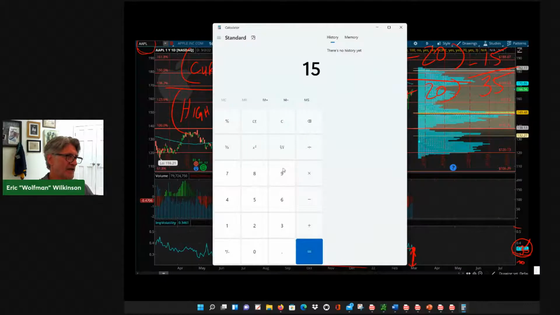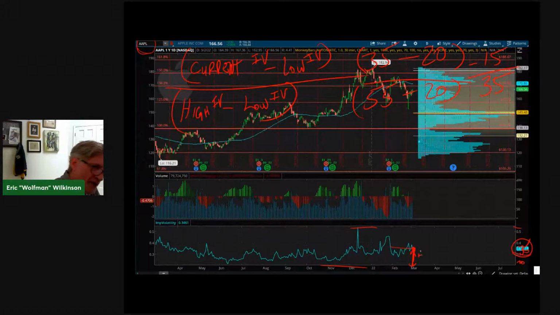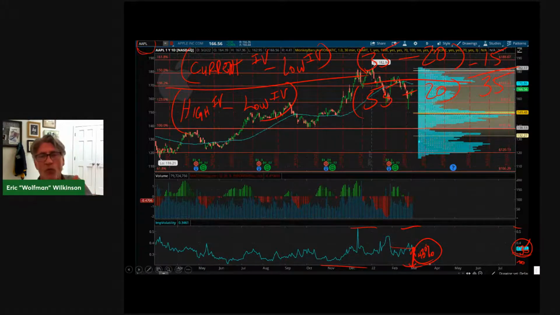So then we got 15 divided by 35, 43%. So it's in the 43rd percentile is what we're talking about there. Meaning it's not 100% and it's not zero. Now, one problem with this mathematical, thank you, Perry, you jammed on it.